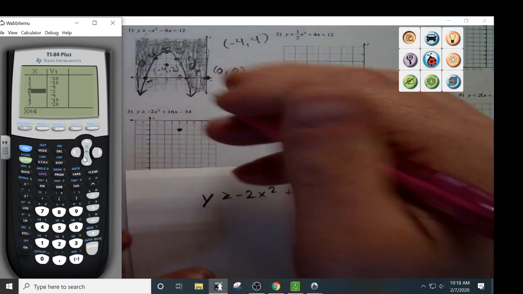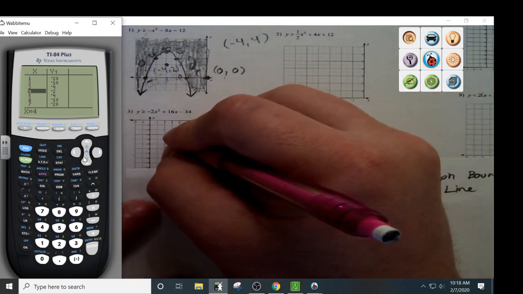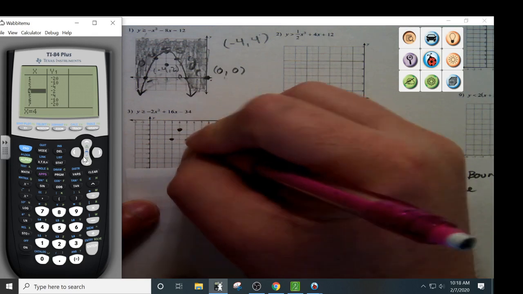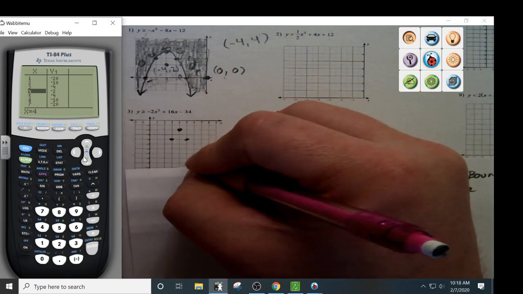Okay. Now, when x is 3, y is negative 4. When x is 5, it's negative 4. And when x is 6, it's negative 10.